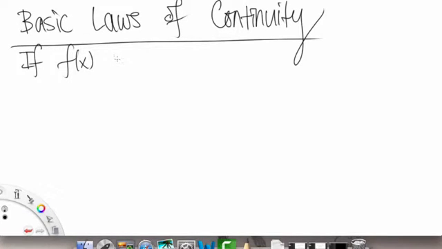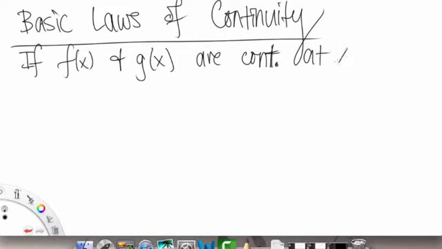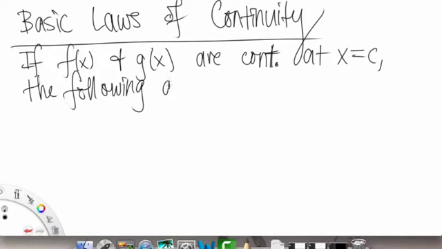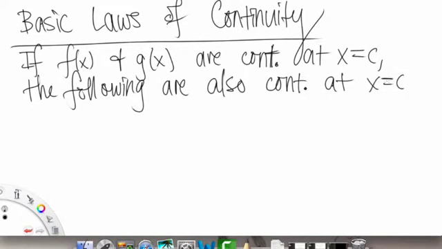Our assumption is that if f of x and g of x are continuous, I'll just abbreviate so you don't have to watch me write out the word continuous every single time, at x equals c, then the following are also continuous at x equals c. I'll write a little list here. Like I said, you're probably going to recognize it from the basic limit laws that we've also learned.